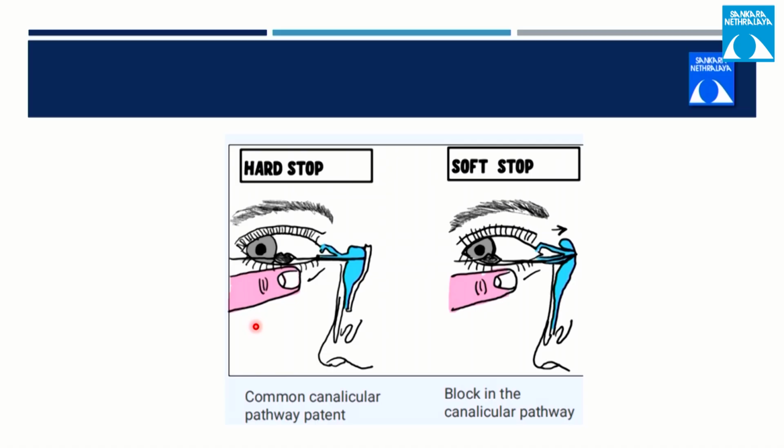So most of us, ROPLAS is the most important finding. If ROPLAS is negative, then you are safe. But if you do a syringing and it's not patent, if it's a hard stop and it is an NLD block documented, then you'll have to do a DCR. But it's important how you check the ROPLAS. If you don't check it properly, it will be negative only.